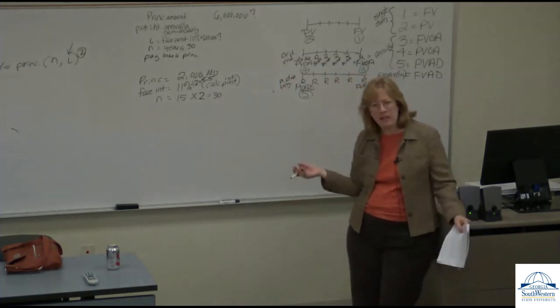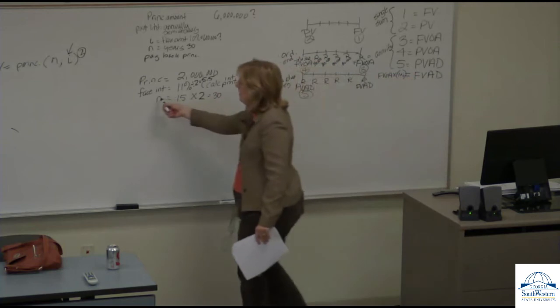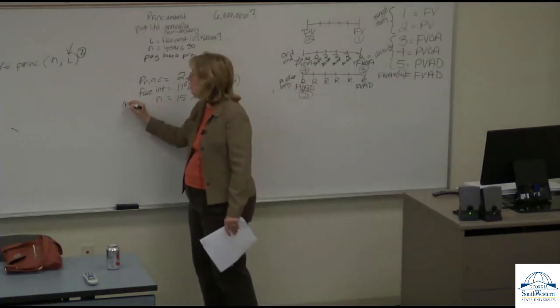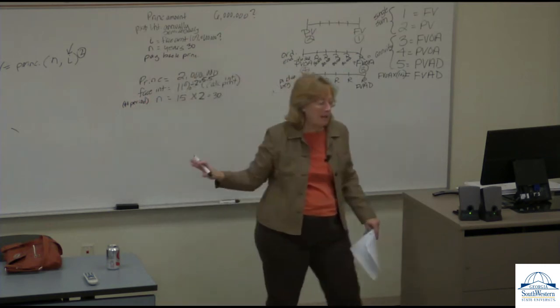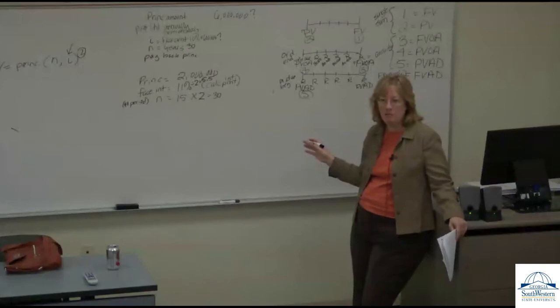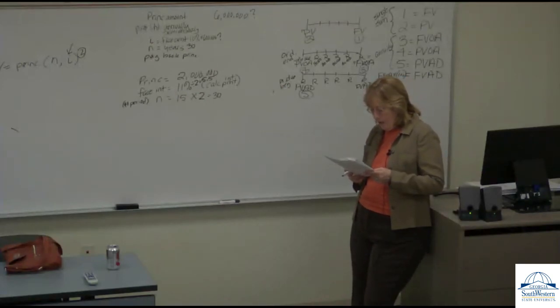And why did we multiply that times 2? Because we're paying interest twice a year. And remember what I said? This N is the number of periods. It's not a number of years. It's the number of periods that we pay interest, okay? All right. Now, we're not quite done.